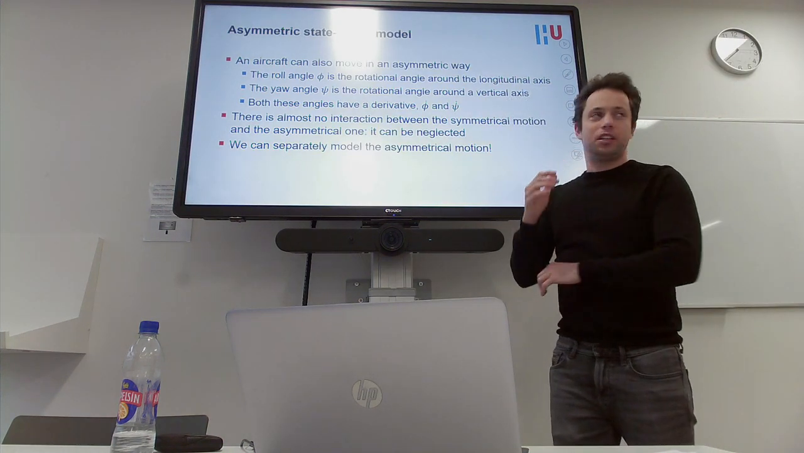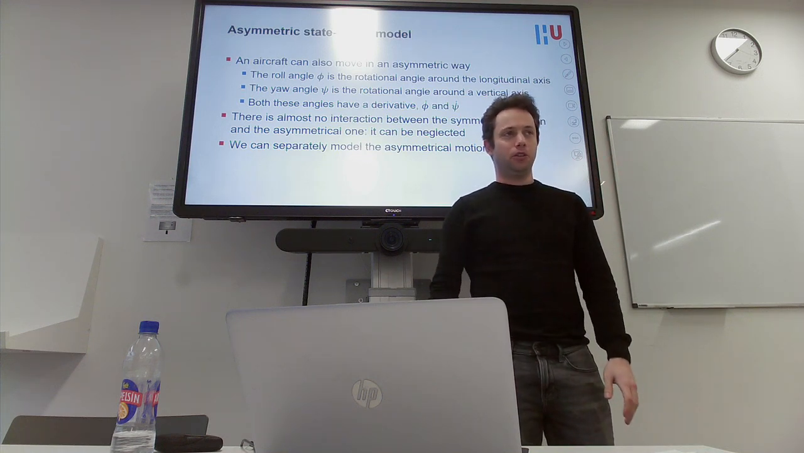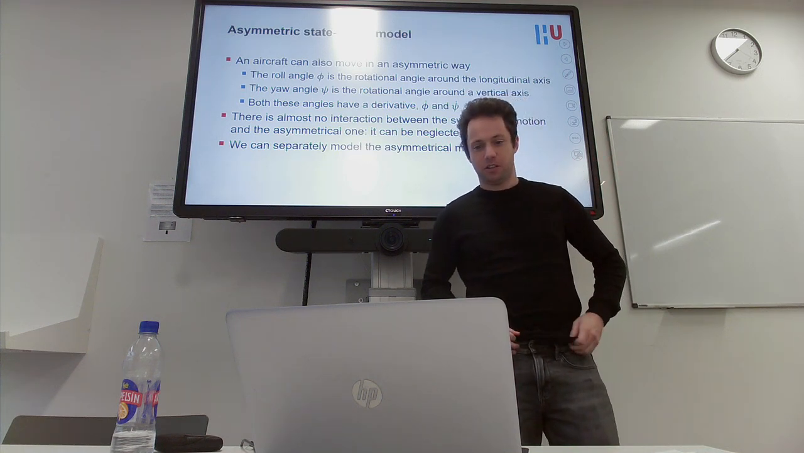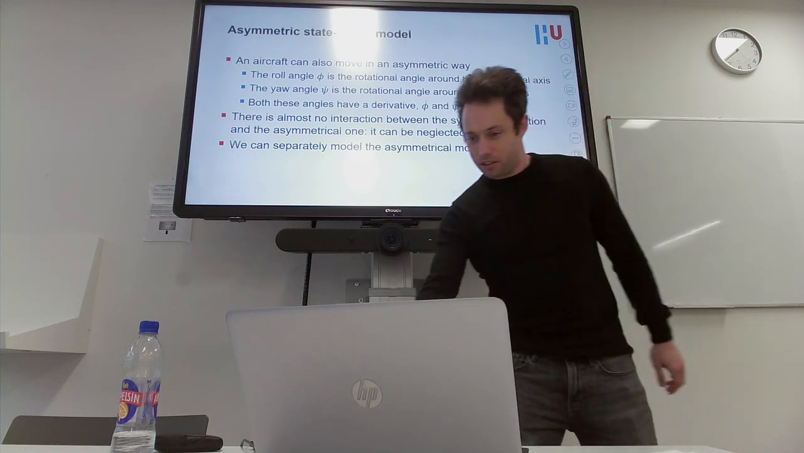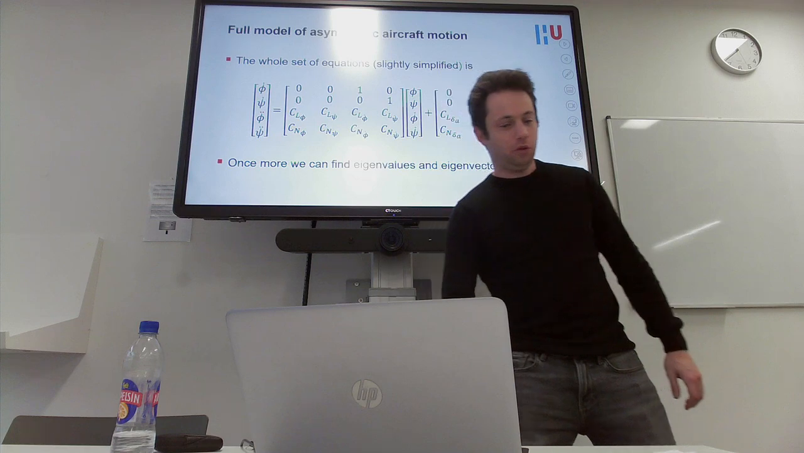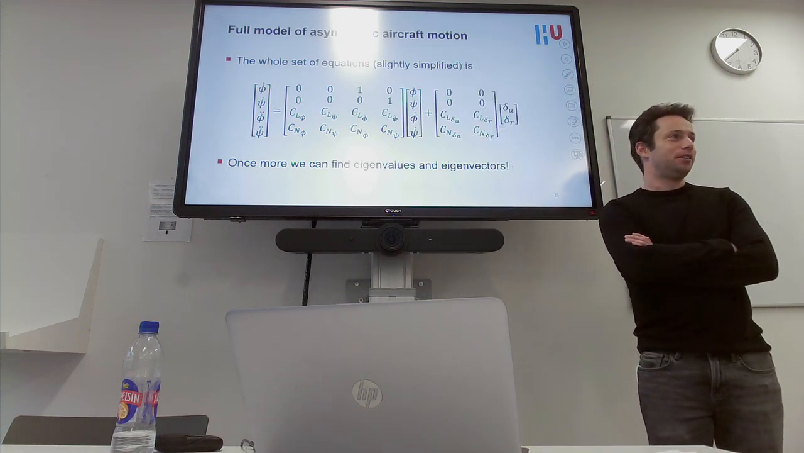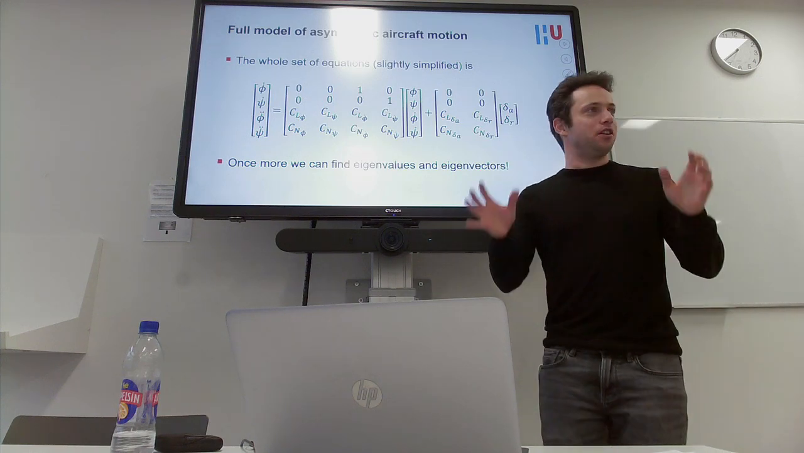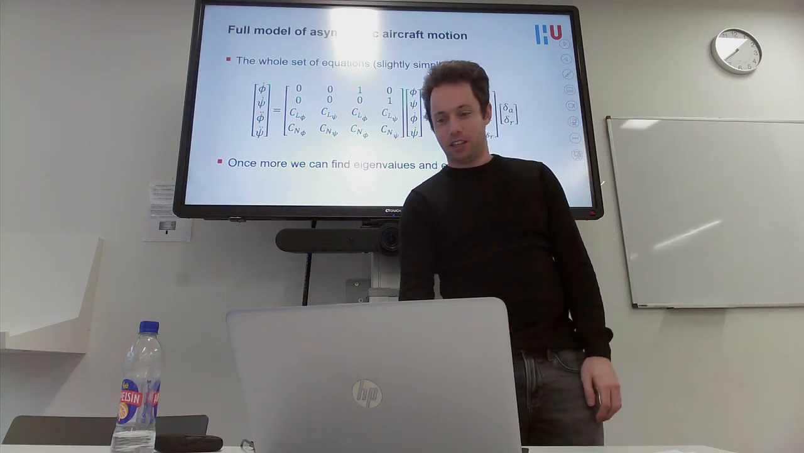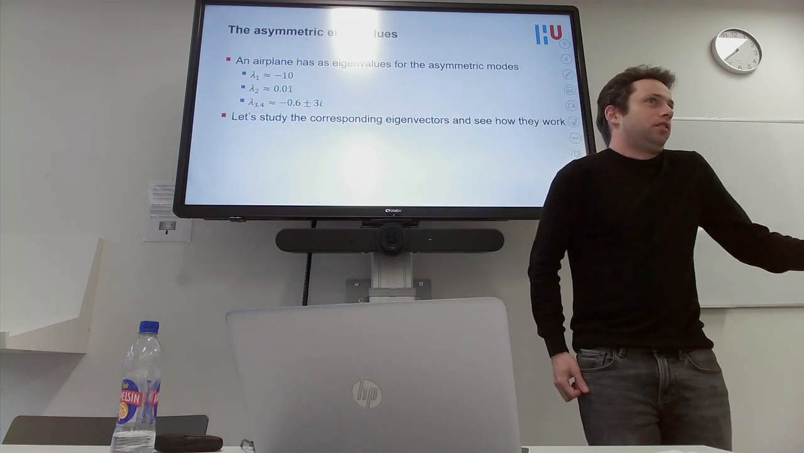What's pretty cool is that there's very little interaction between the symmetrical motion and the asymmetrical motion. They pretty much have no effect on each other, so we can model them separately. If we do that, for the asymmetrical motion we get a whole new set of differential equations. Great. We can spend a couple of hours deriving all these coefficients, put the matrix in Python, and Python gives us eigenvalues. This time we also get 4, because it's a 4x4 matrix.